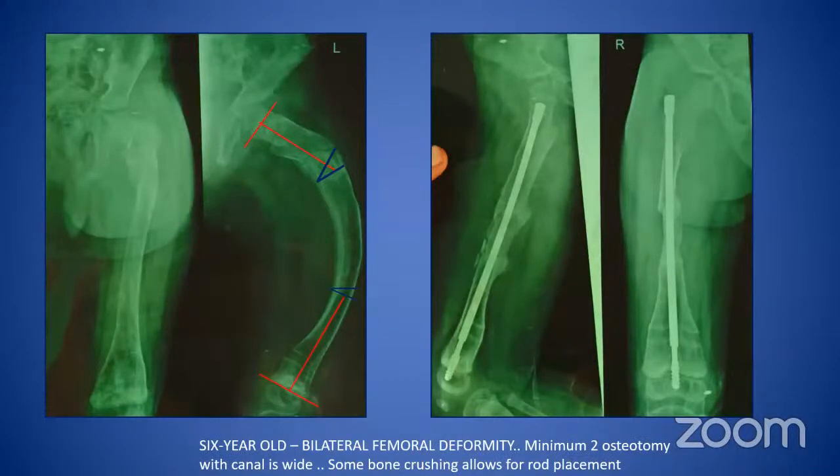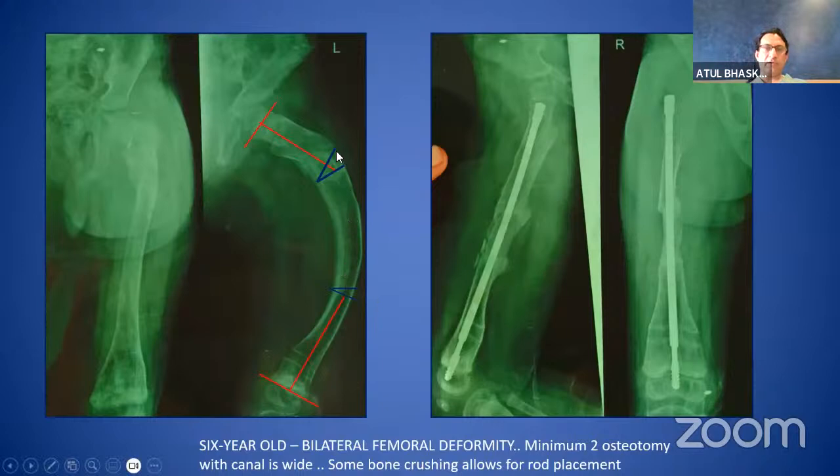This is a 6-year-old child with bilateral femoral deformities. We planned this, and you can see there are 2 osteotomies required. This child had a recent fracture about 8 weeks ago, and also had taken a couple of cycles of bisphosphonate. And here we use a telescoping nail.